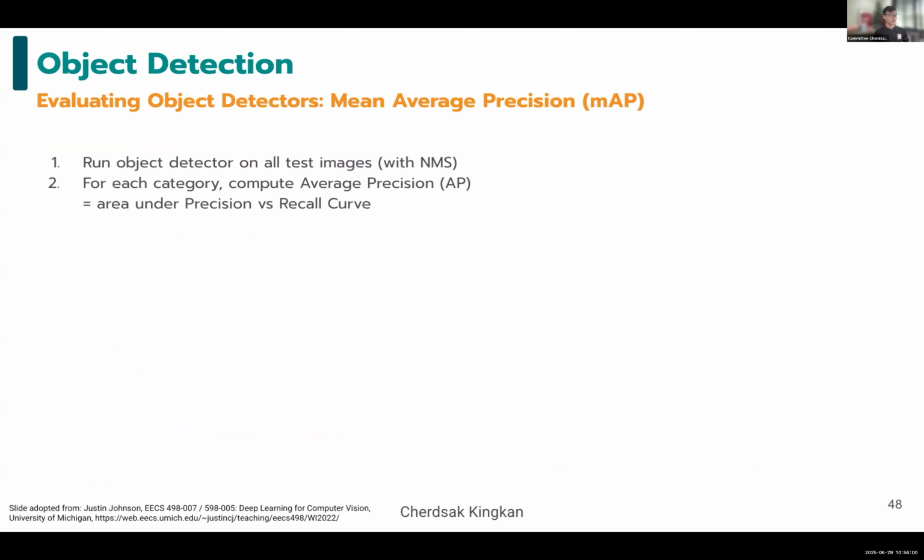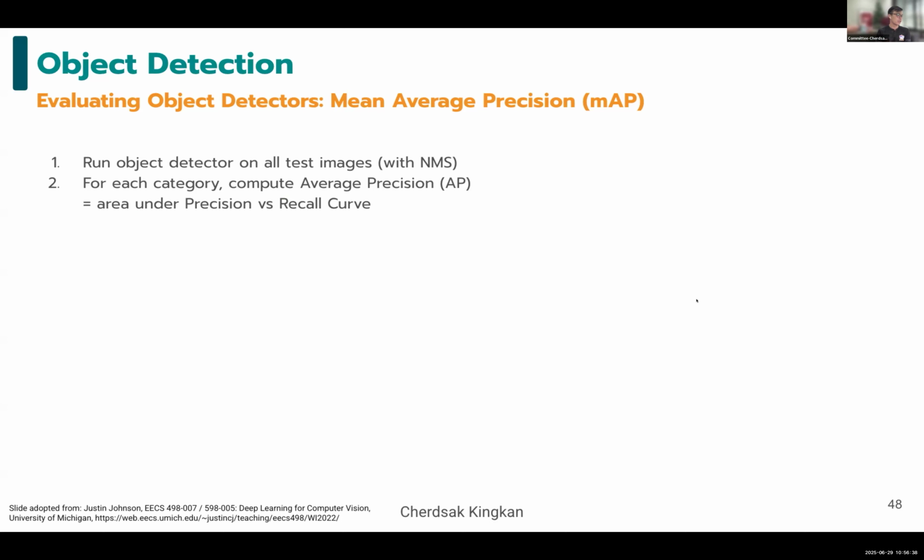So now we know how the model makes predictions, right? The next question is, how can we measure the performance of the model itself? How can we measure how good the model's predictions are for each particular object that we are interested in? That brings us to evaluating the object detector, by using the mean average precision, or mAP.